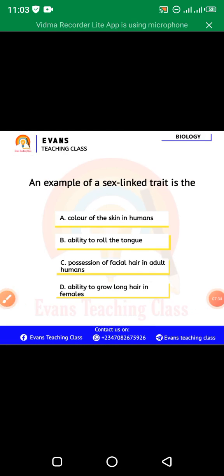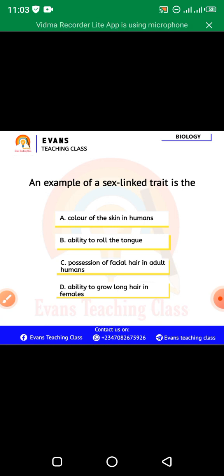Now, an example of a sex-linked trait is the dash. A. Color of the skin in humans. B. Ability to roll the tongue. C. Possession of facial hair in adult humans. D. Ability to grow long hair in females.